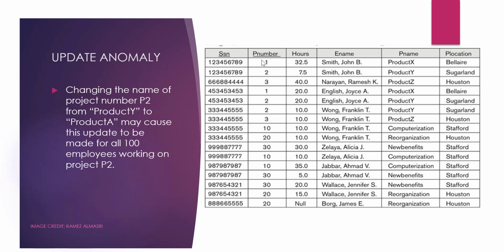So the problem here is called, again, update anomaly. When we are trying to update a project name for this project number, project number 2, we wanted to update the name from product Y to product A. In this case, I will have to go to multiple rows that have project 2 assigned to an employee, and we will need to update the project name for each one of these rows.